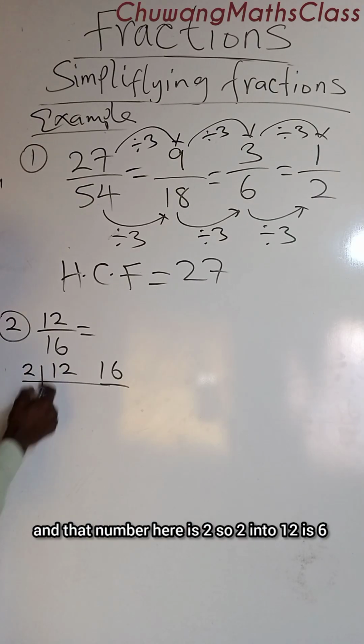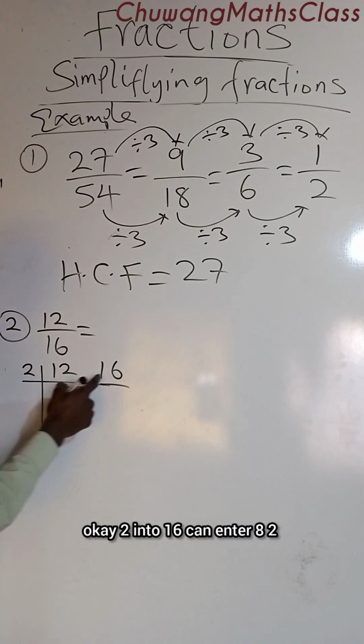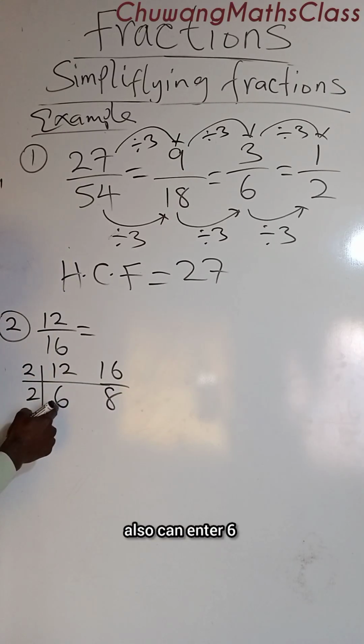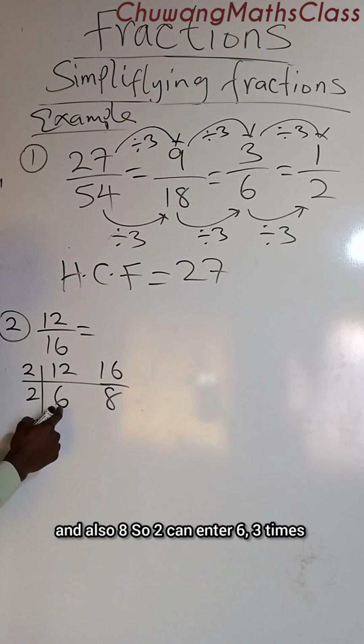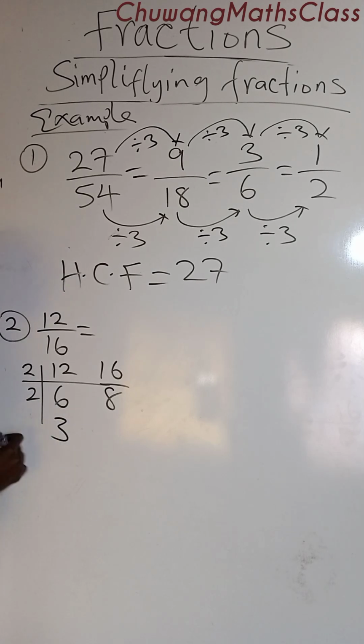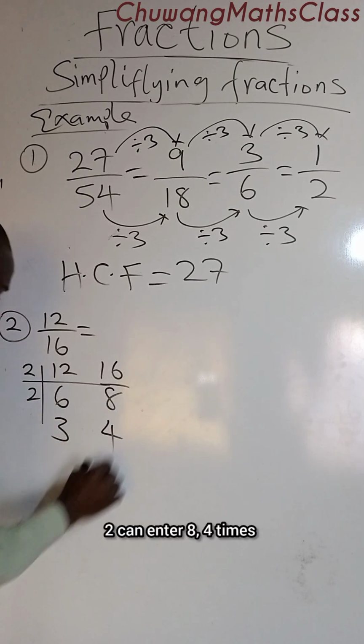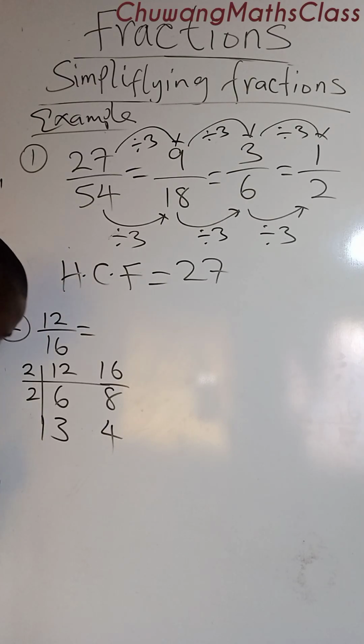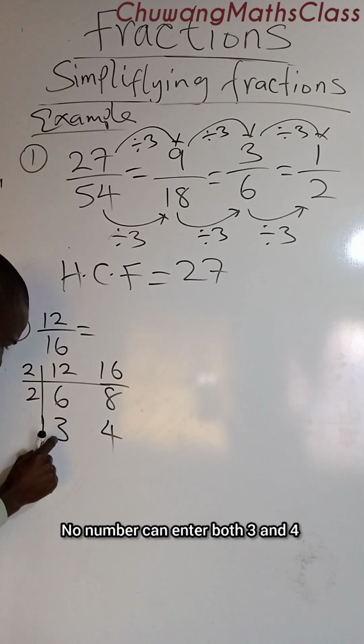So 2 into 12 is 6. 2 into 16 is 8. 2 can also enter 6 and also 8. So 2 can enter 6 3 times. 2 can enter 8 4 times. Okay. Now we reach a stage. You see this stage. No number can enter both 3 and 4.